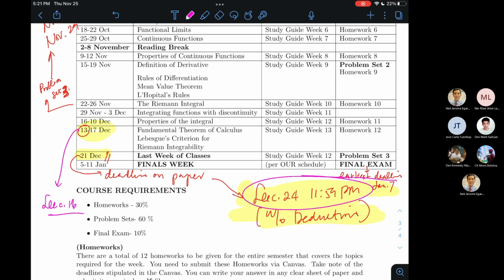Okay? Yes, and I think that's it. We're set for the rest of the semester. Okay? Any questions or may mga pahabol pa ba kayong requests?